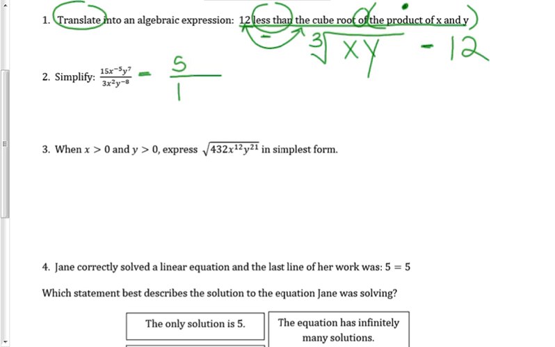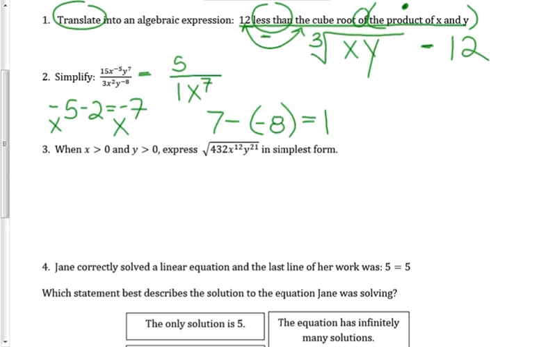So negative 5 minus 2 gives us negative 7. So we have x to the negative 7th, which means that x is going to go in the denominator. Any negative exponent, that term goes on the bottom. And then we look at our y's. We have y to the 7th divided by y to the negative 8th. So 7 minus negative 8. Minus a negative turns into adding a positive, so we get y to the 15th. That is a positive exponent, so that's going to stay on top.